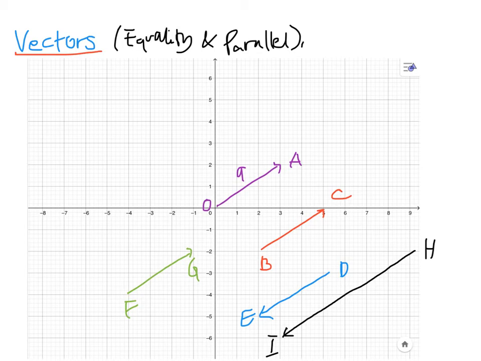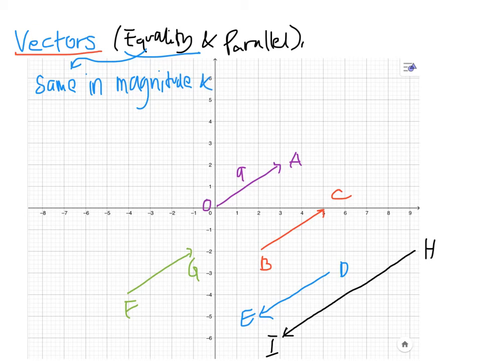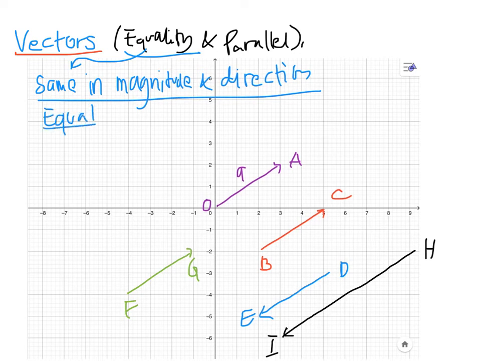Okay, and let me explain to you here. The idea of vectors being equal, I mentioned it in the very first video. We can say two vectors are exactly equal when they are exactly the same in magnitude and direction. So in the sense of this, let's list down which two vectors are equal. Let me use another color so we can see.